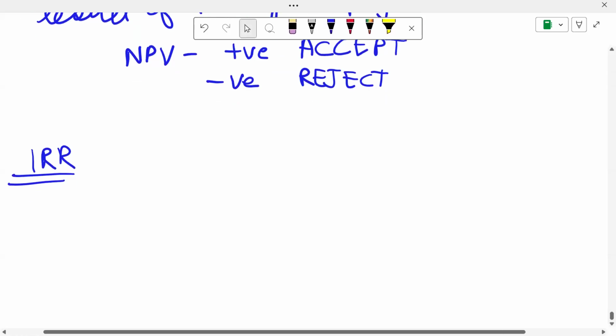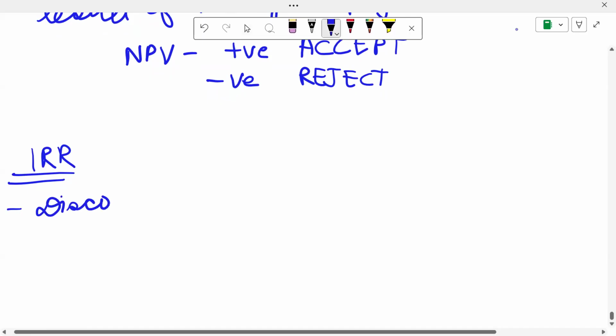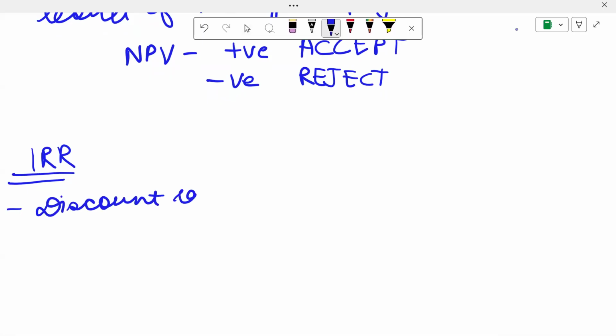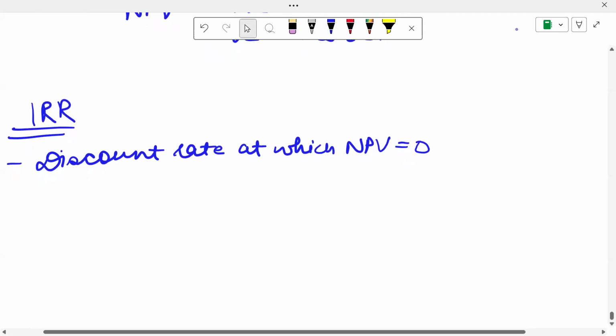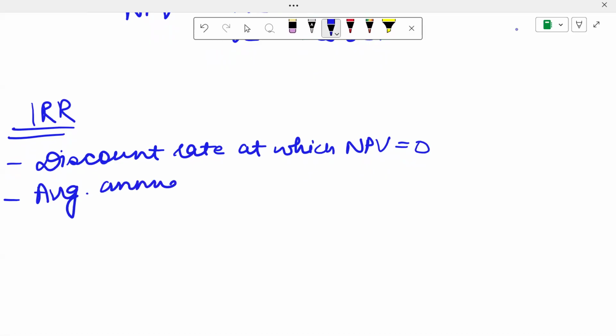IRR basically stands for internal rate of return. It can also be called a discount rate at which your NPV is 0. Now, basically, this is nothing but an average annual percentage return from the project.